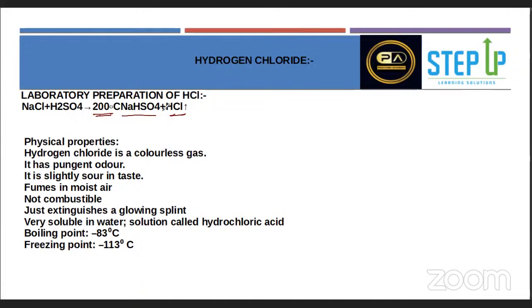So now, the physical properties of HCl: hydrogen chloride is a colorless gas. It has a pungent smell. It's slightly sour in taste because HCl is there. It fumes in moisture. It's not combustible, it just extinguishes a glowing splint, or there is a very small glow that will go out in a second. It is very soluble in water, and the solution is called hydrochloric acid. Okay, when you are mixing hydrogen chloride with water, the boiling point is minus 83 degrees Celsius, and the freezing point is minus 113 degrees Celsius. Okay.